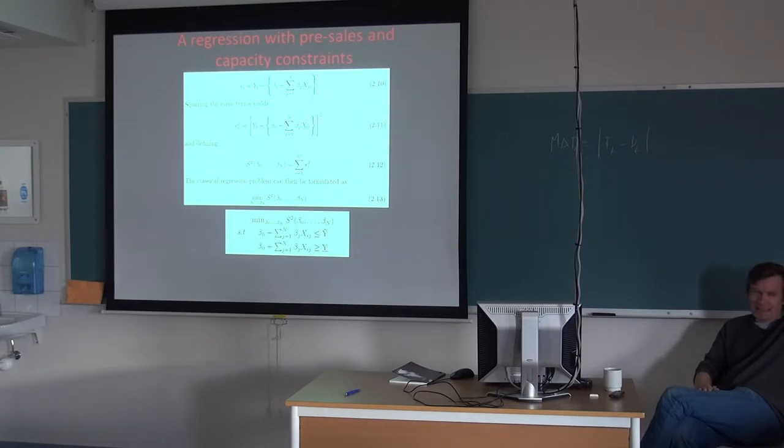But the size here will typically not be that big, would it? In the example we looked at, we had 10 variables, okay? In this case, it would be two constraints. So this is a very small problem. So it should be straightforward to solve it, actually.